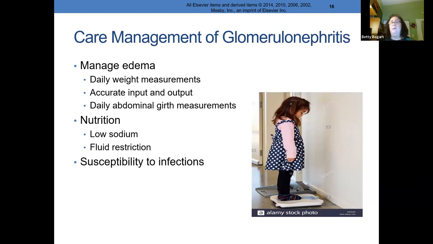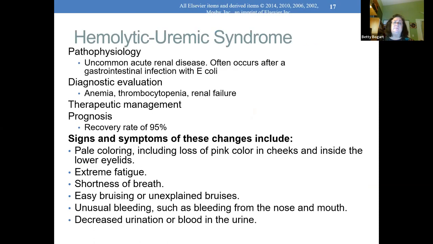So again, how do we manage it? We have edema, swelling, daily weight, I&O. And the other thing is abdominal girth measurements. This is in the abdomen. This is about the kidney. So we always want to look at the abdomen for if it's growing or that tenderness. Again, low sodium, fluid restriction, and careful with infections.